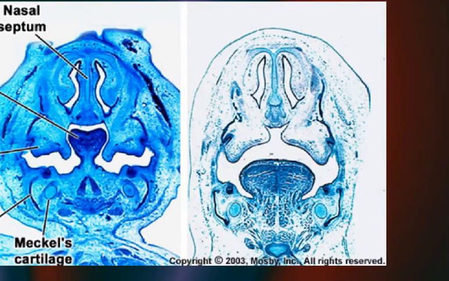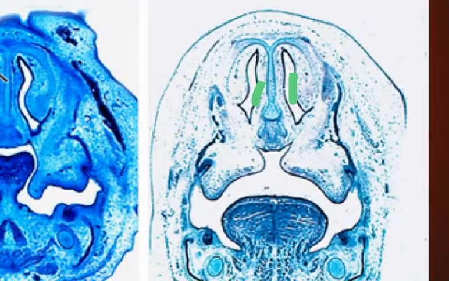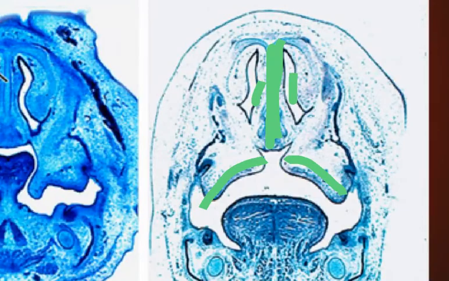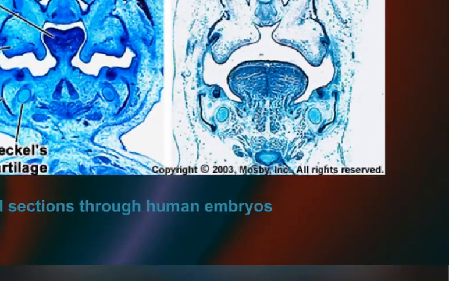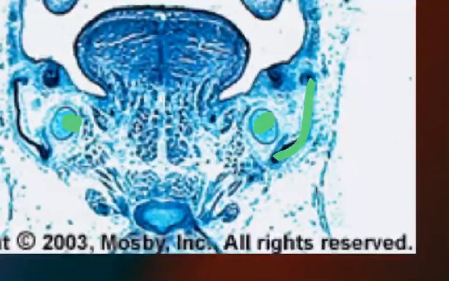Human embryo. Here you see nasal cavity, secondary nasal septum, lateral palatal shelf. See Meckel's cartilage, developing mandibular bone, tooth germ.